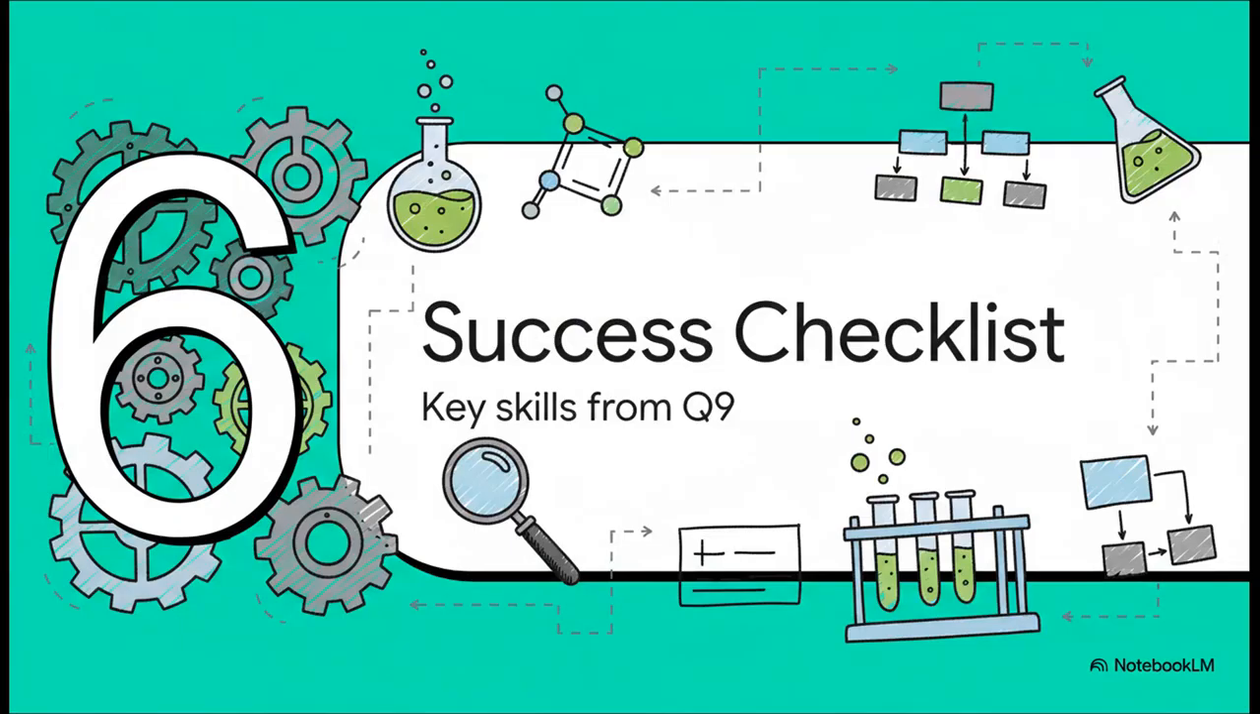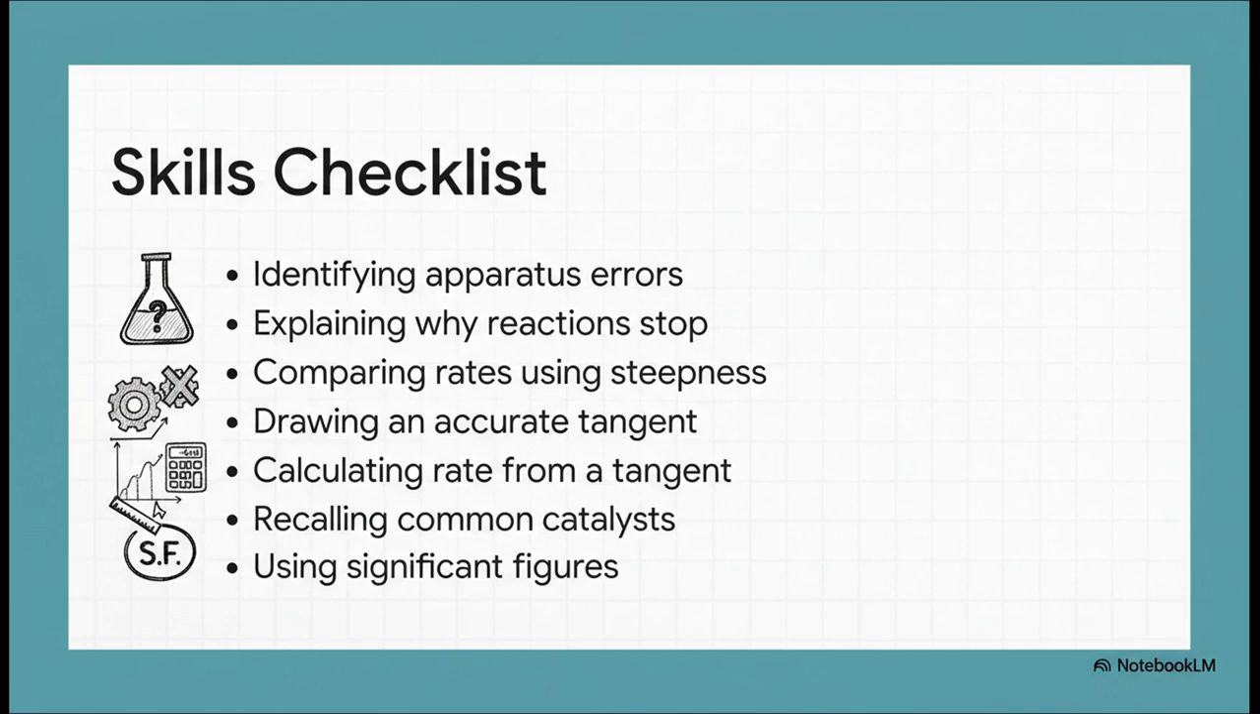And just like that, we've made it all the way through the question. So before we finish, let's just step back and look at all the different skills we've had to use. This is the real gold from an exercise like this. Just look at that list. In one question, we've covered practical skills by spotting the error, we've analyzed a graph, we've compared rates, we've had to accurately draw a tangent and do a big calculation, and we've even had to recall a specific fact about catalysts, and all the while paying attention to details like significant figures. Mastering this mix of skills is exactly what you need to do to ace your chemistry exams.